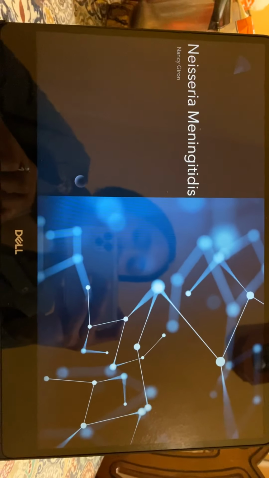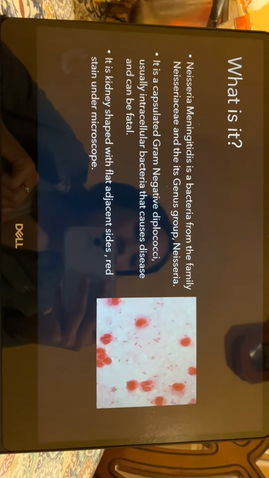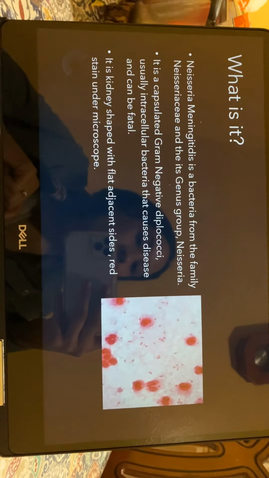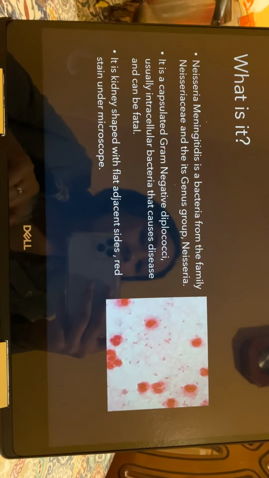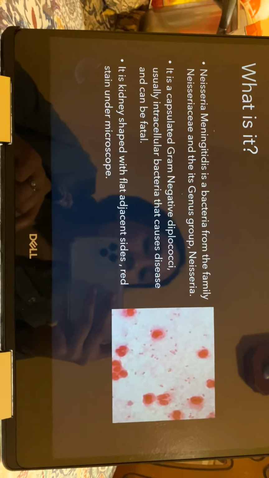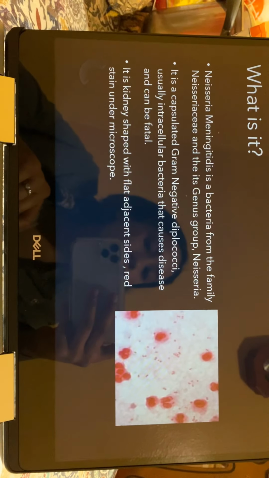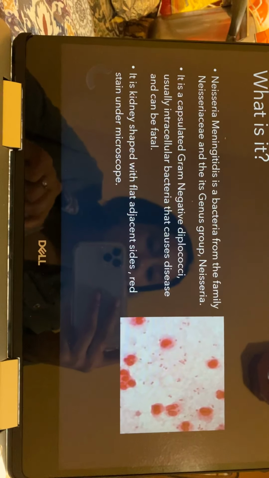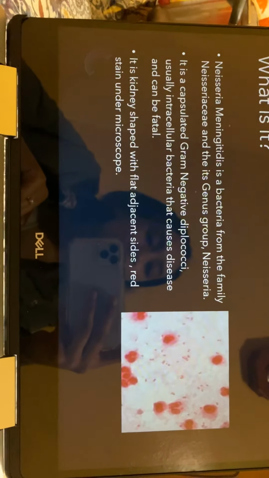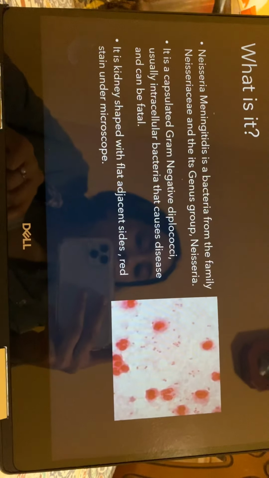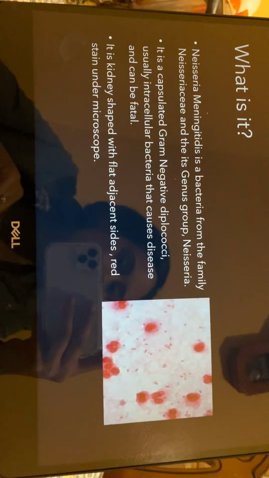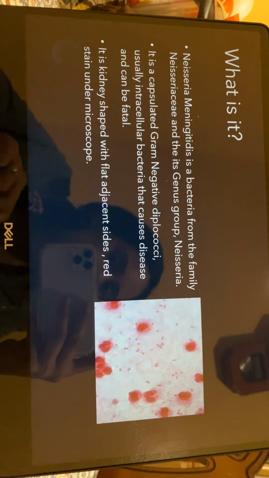So Neisseria meningitidis. It is a bacteria from the family Neisseria and its genus group Neisseria. It is a capsulated gram-negative diplococci. It is usually an intracellular bacteria that causes disease and can be fatal. It is kidney-shaped with flat adjacent sides, red stain under a microscope. And there is my gram-negative red stain picture.